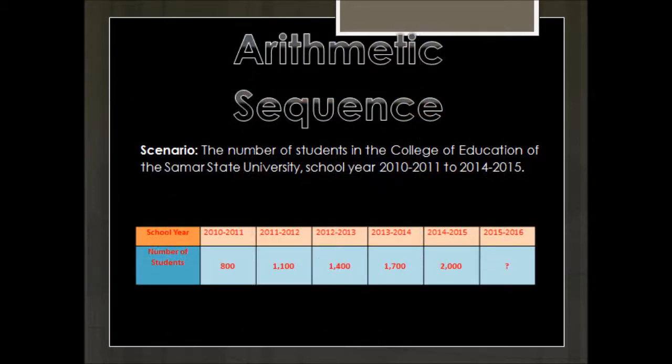Arithmetic sequence. Here is the scenario. The number of students in the College of Education of Samar State University from school year 2010 to 2011 up to 2014-2015. Tabulating the data we have school year 2010 to 2011, 2011 to 2012, 2012 to 2013, 2013 to 2014, 2014 to 2015, and 2015 to 2016. Number of students: 800, 1100, 1400, 1700, 2000, respectively.